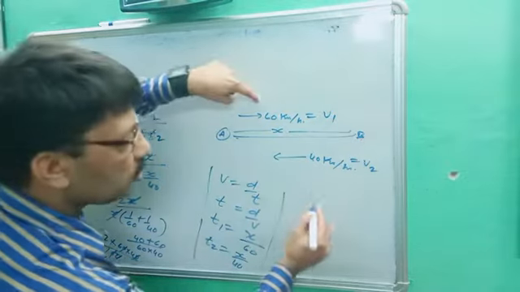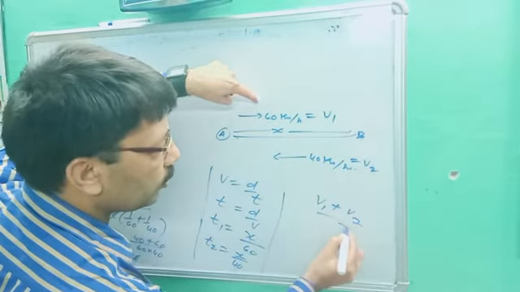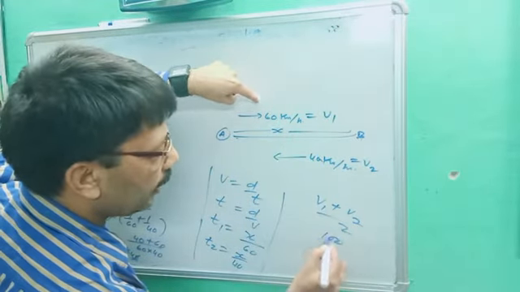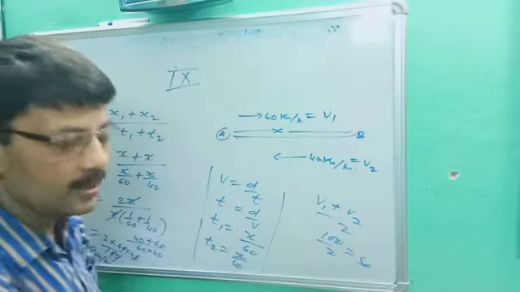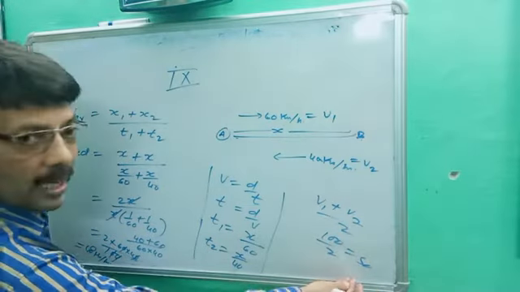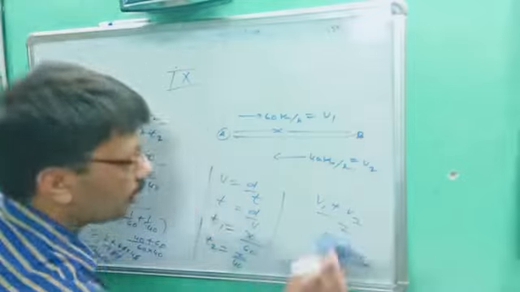If you use V1 plus V2 upon 2, you will get 60 plus 40, 100 upon 2 is equal to 50. See there, this is the wrong answer. Here you are getting 48. Here you will directly get 50. So don't go through that method. Okay, this is the wrong method.